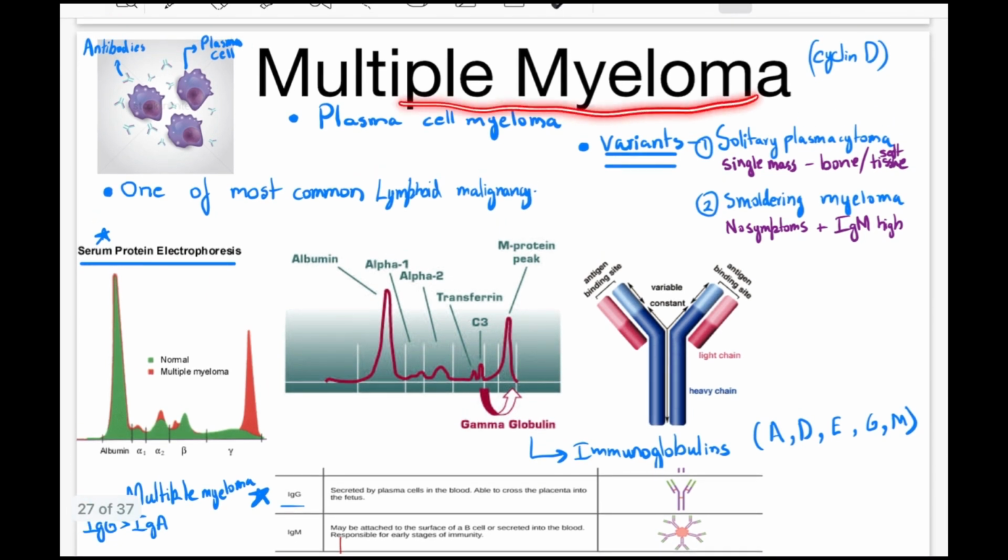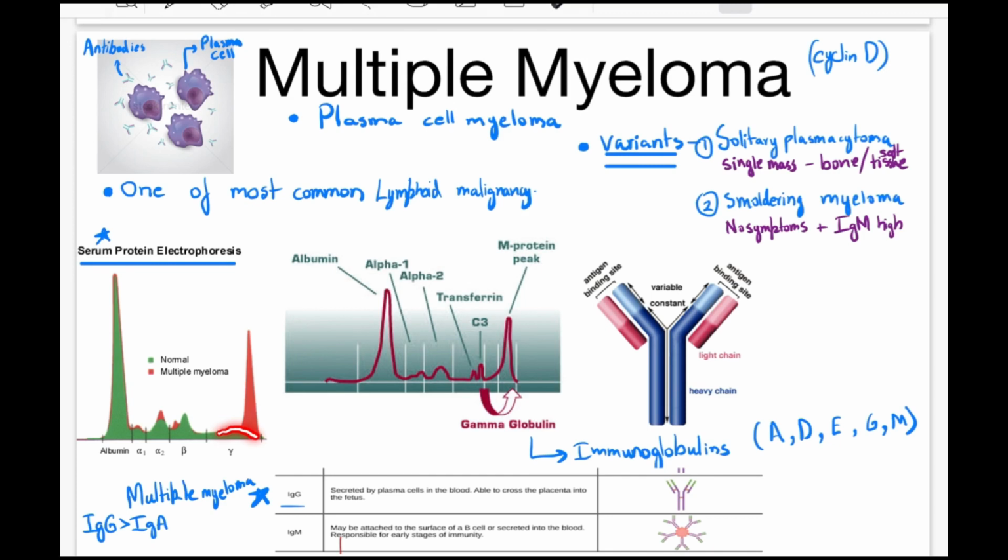So multiple myeloma is plasma cell myeloma, and in this we have plasma cell and plasma cell secretes antibodies. So there are two variants of multiple myeloma: solitary plasmacytoma, which is single mass of the bone or soft tissue, and smoldering myeloma, which has no symptoms and IgM is high. One of the most common lymphoid malignancy is multiple myeloma. It involves cyclin D.